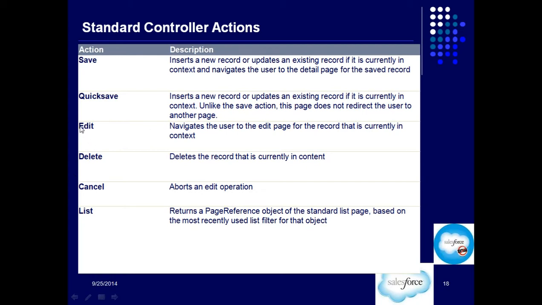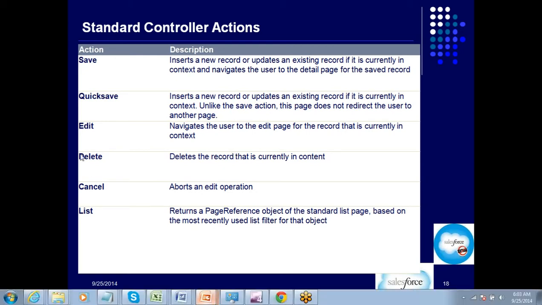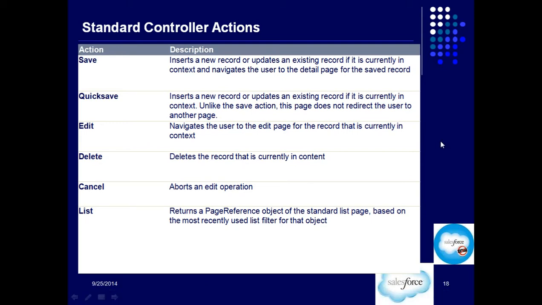So there's an action called edit. You can use it. This navigates the user to the edit page for the record that is currently in context. So for a record which is in context, it will take you to the edit page of that record. Delete will delete the record that is in context. So if you put a delete action, the record which is in context, the one for which you have supplied the ID, will be deleted. Cancel will abort an edit operation. So if you are doing an edit operation, cancel will cancel that edit operation.